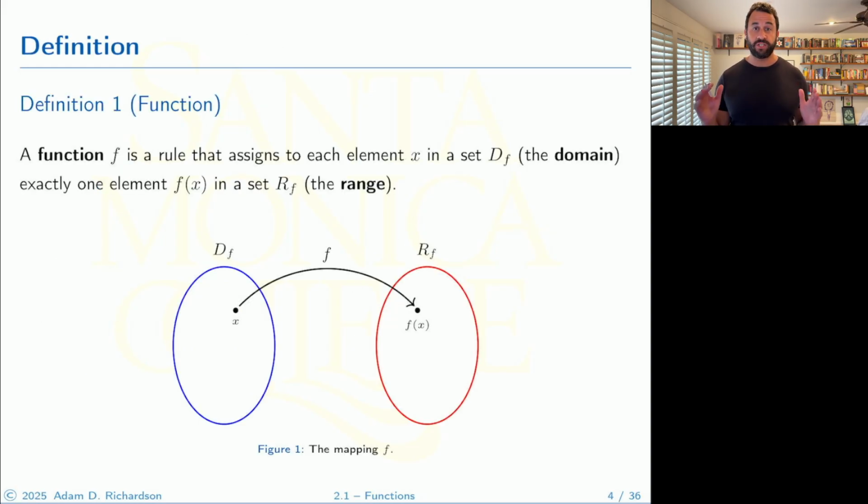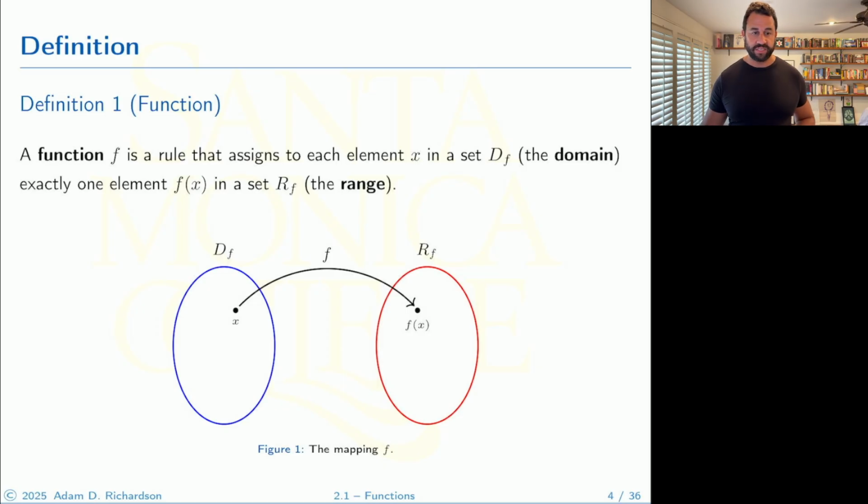So what is a function? The definition is the important thing to start with. So a function f is a rule. It's a rule that assigns to each element x in a set D sub f called the domain, exactly one element, f of x, in a set R sub f called the range.